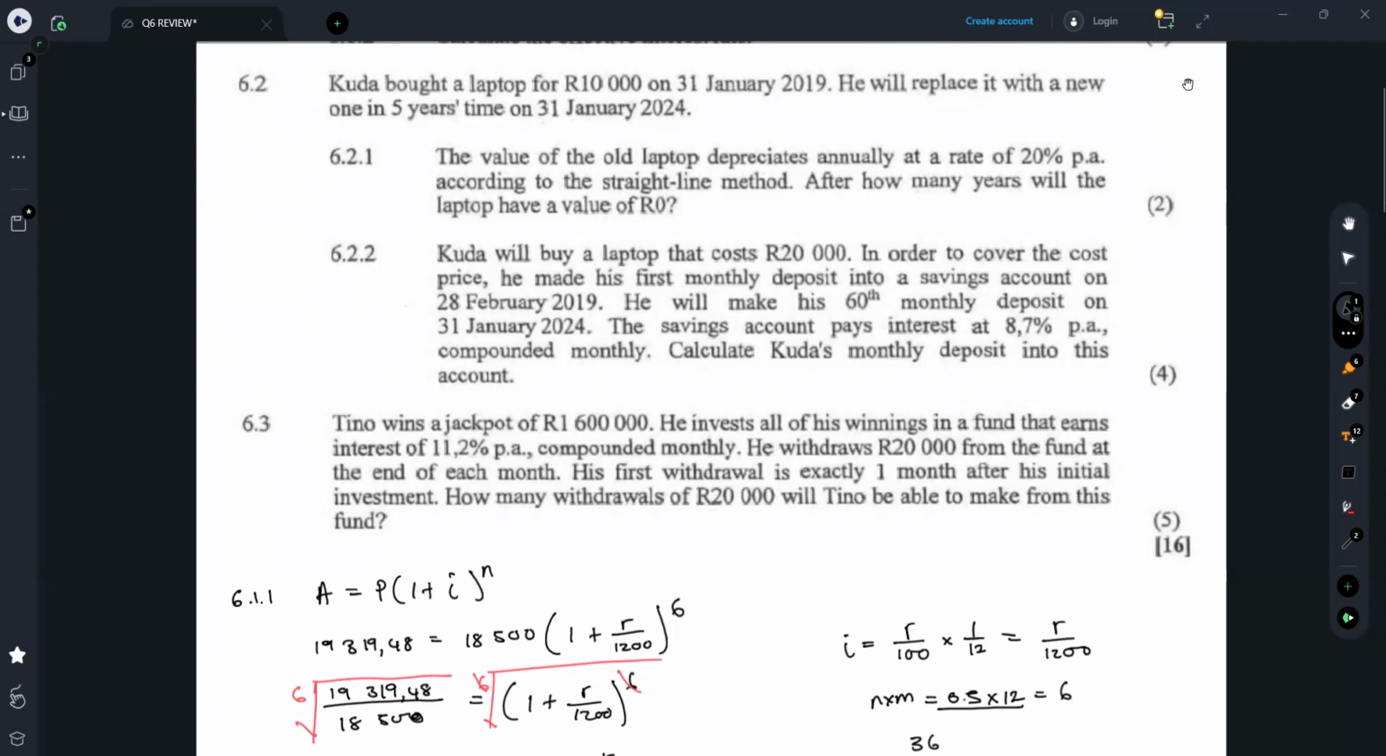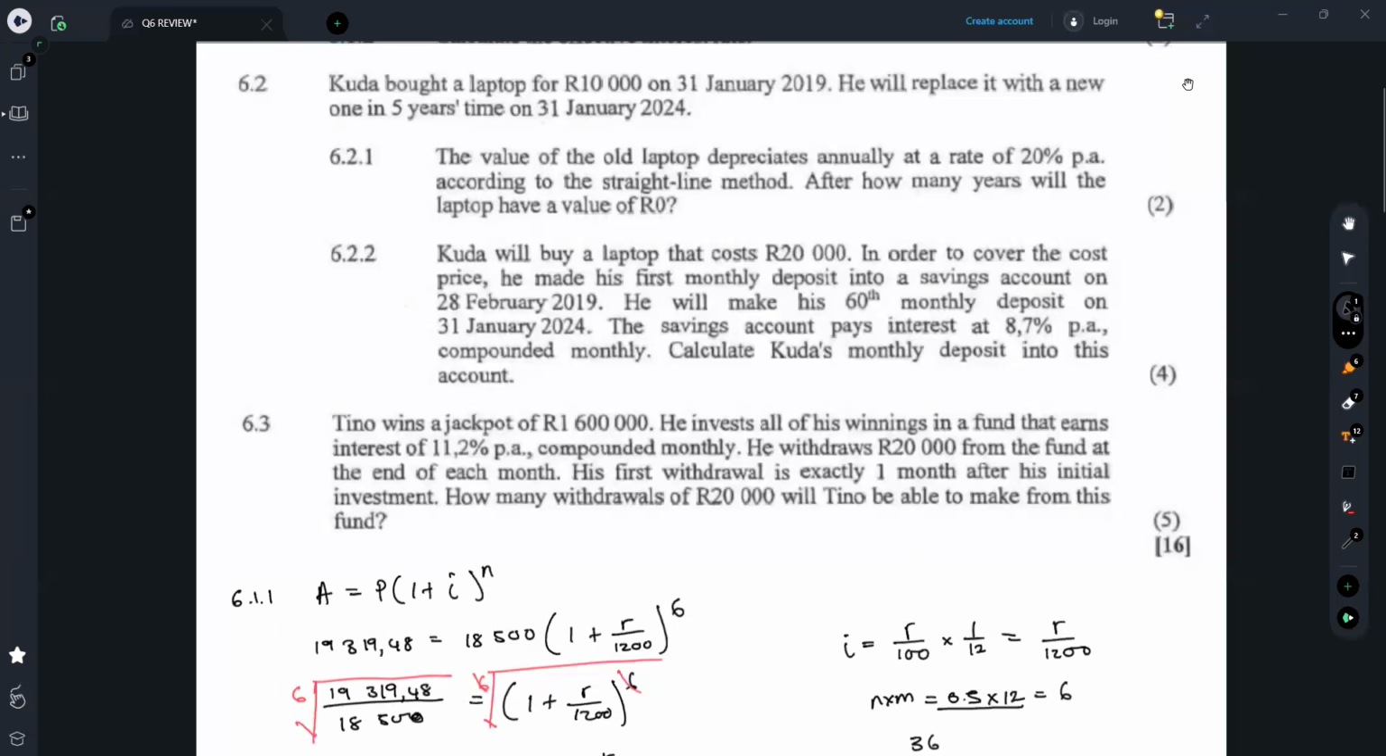So now I want you to look at this keyword here. Kuda will, right? Will. It means that this is in the future. He hasn't bought it yet, but he plans on buying it. Okay? And he keeps on making these payments into this savings account so that he can accumulate 20K at the end. So that at the end of that period, Kuda can then afford this 20K laptop. So this is going to be a future value annuity, my good people.